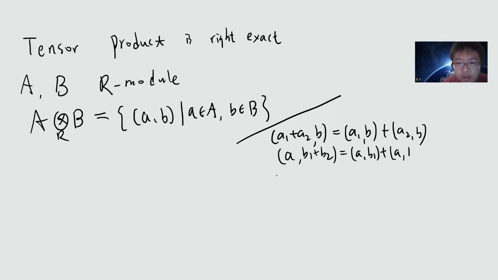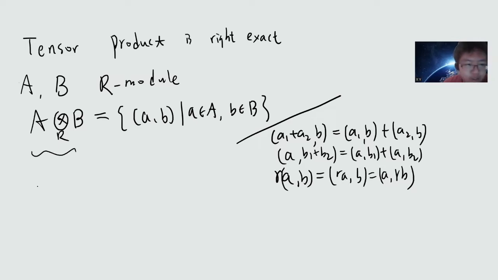And then if you multiply by r, (ra, b) will be the same as (a, rb). One can check this is the tensor module, an R-module. And the fact is that the tensor product is right exact. I will use this fact, with proof in the future.